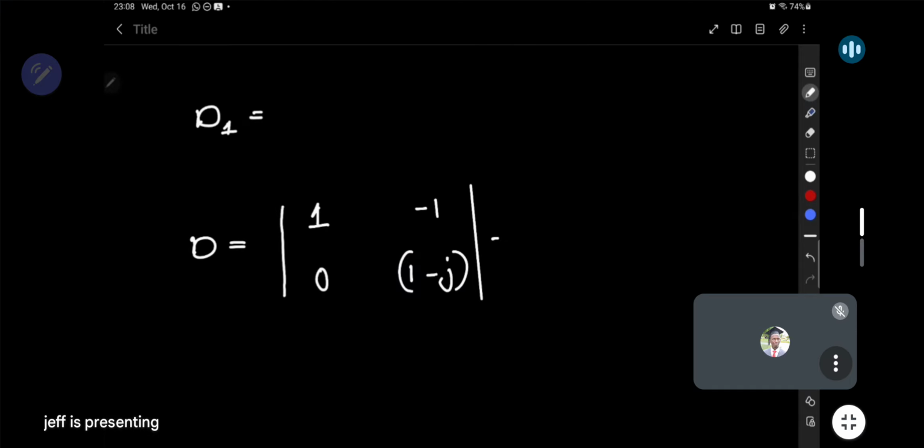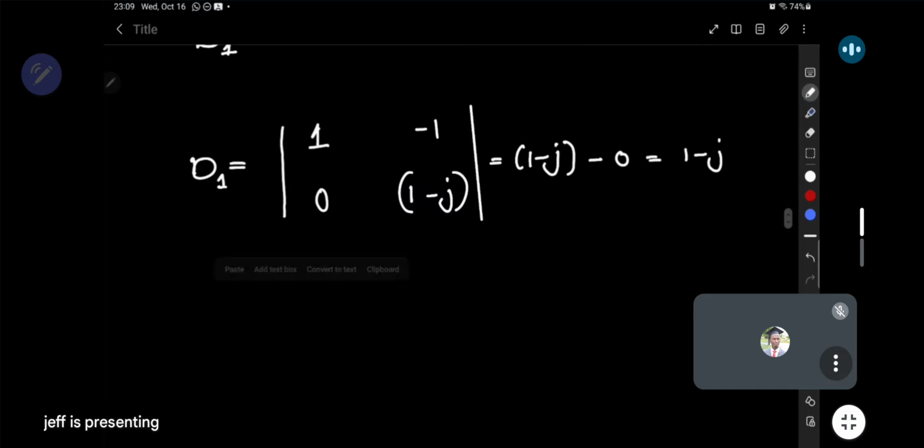So what will be the determinant this time? 1 will multiply here, then this will multiply there. So that will just be a 0. So in this case, this reduces to just 1 minus j. This is d1.